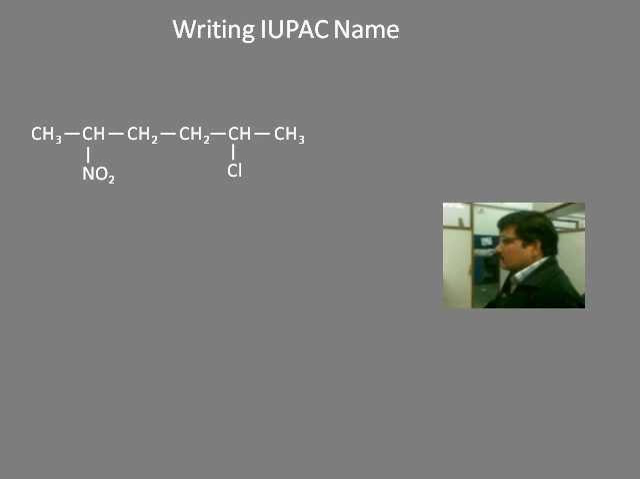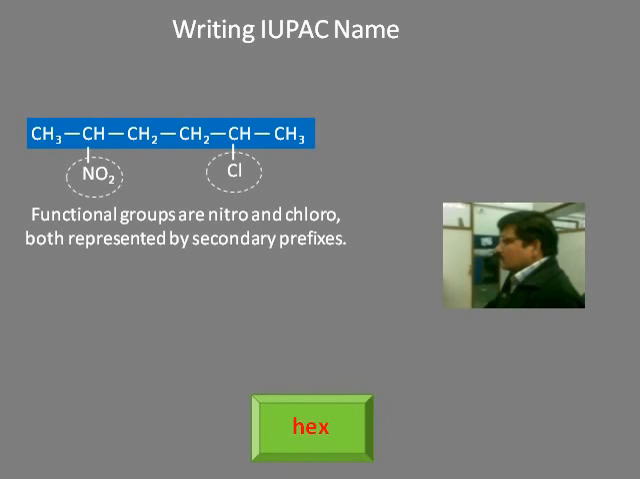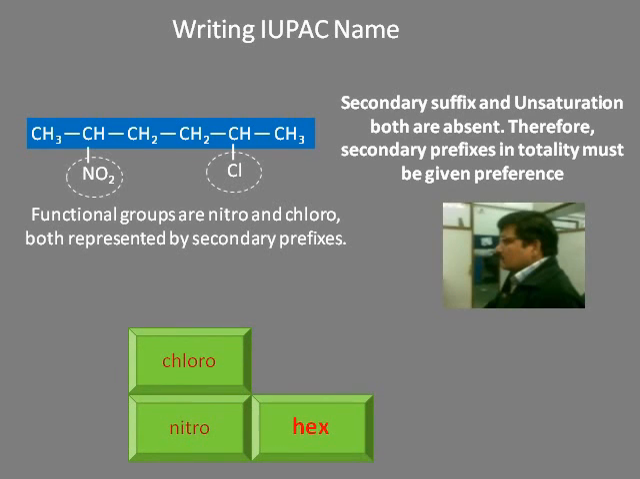Let us consider this molecule. This is the principal chain. The word root is hex. This is nitro. This is chloro. So the functional groups are nitro and chloro, both represented by secondary prefixes. Secondary suffix and unsaturation both are absent. Therefore, secondary prefixes in totality must be given preference.